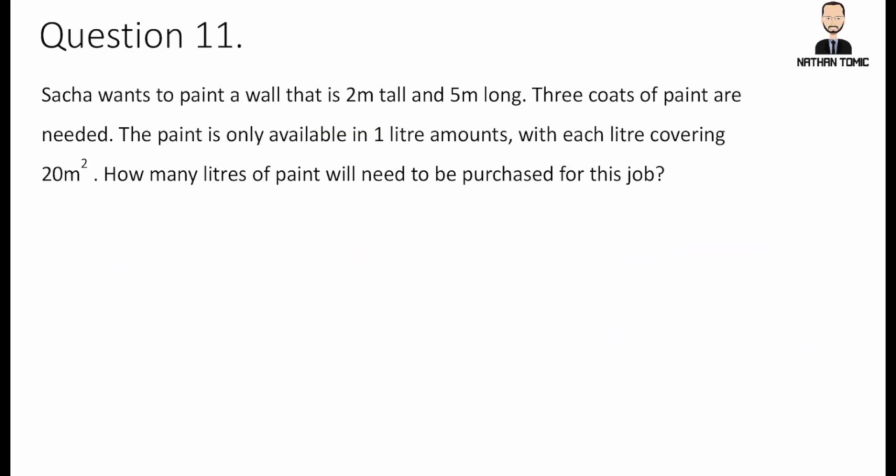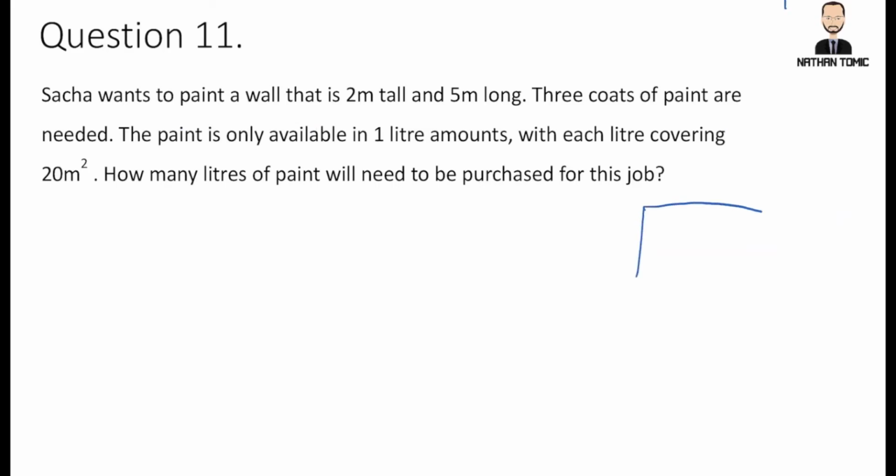Question 11. Sasha wants to paint a wall that is 2 metres tall and 5 metres long. 3 coats of paint are needed. The paint is only available in 1 litre amounts, with each litre covering 20 metres squared. How many litres of paint will need to be purchased for this job? Now there are several steps to this, so let's take it bit by bit. We're painting a wall that is 2 metres tall and 5 metres long. So let's start with our diagram.